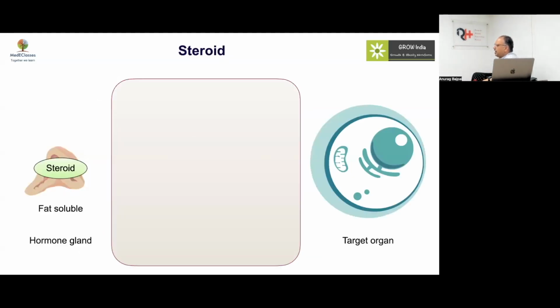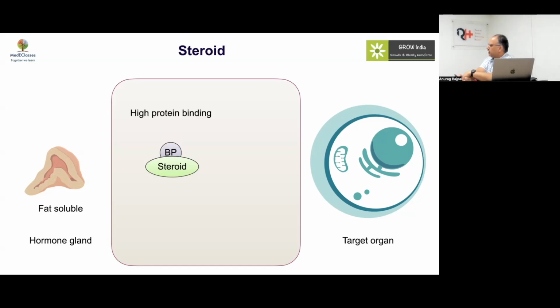Steroids, on the other hand, are actually fat soluble. They cannot go in the water. So they will have to be carried using a binding protein. And this binding protein is not only stabilizing it, it is also increasing its half-life. It is also directing it: okay, go to this site, this is your site of action. And they will have a high protein binding.